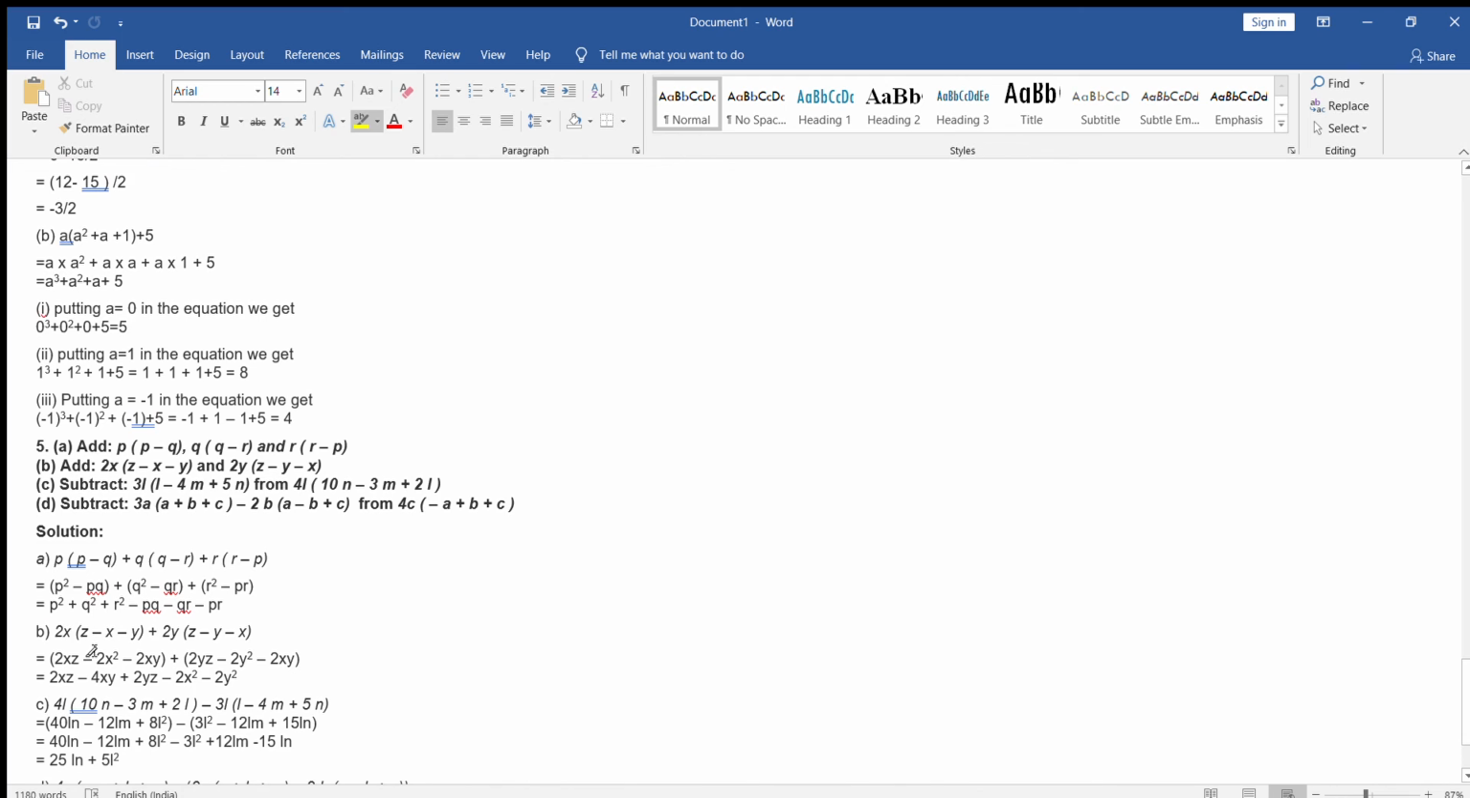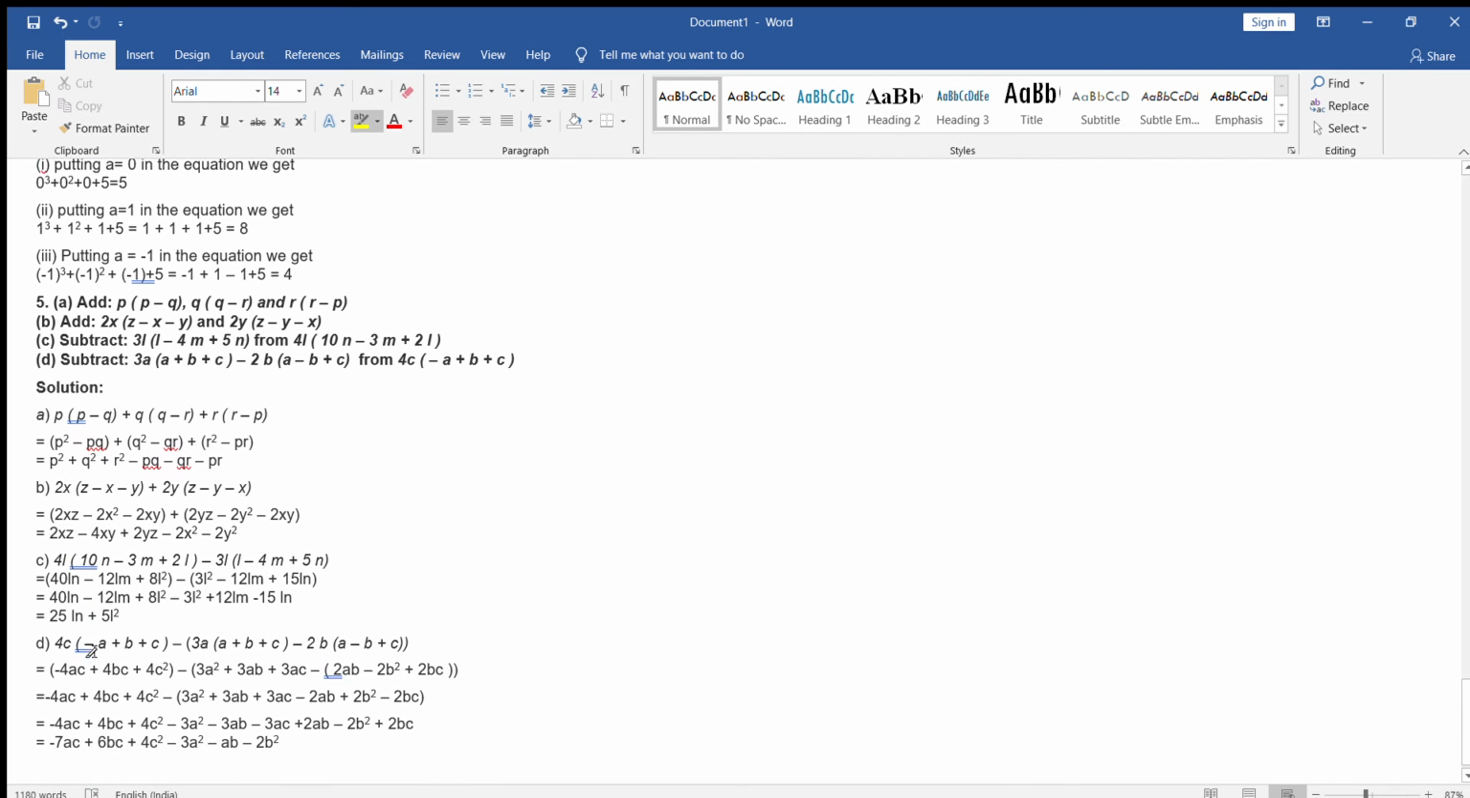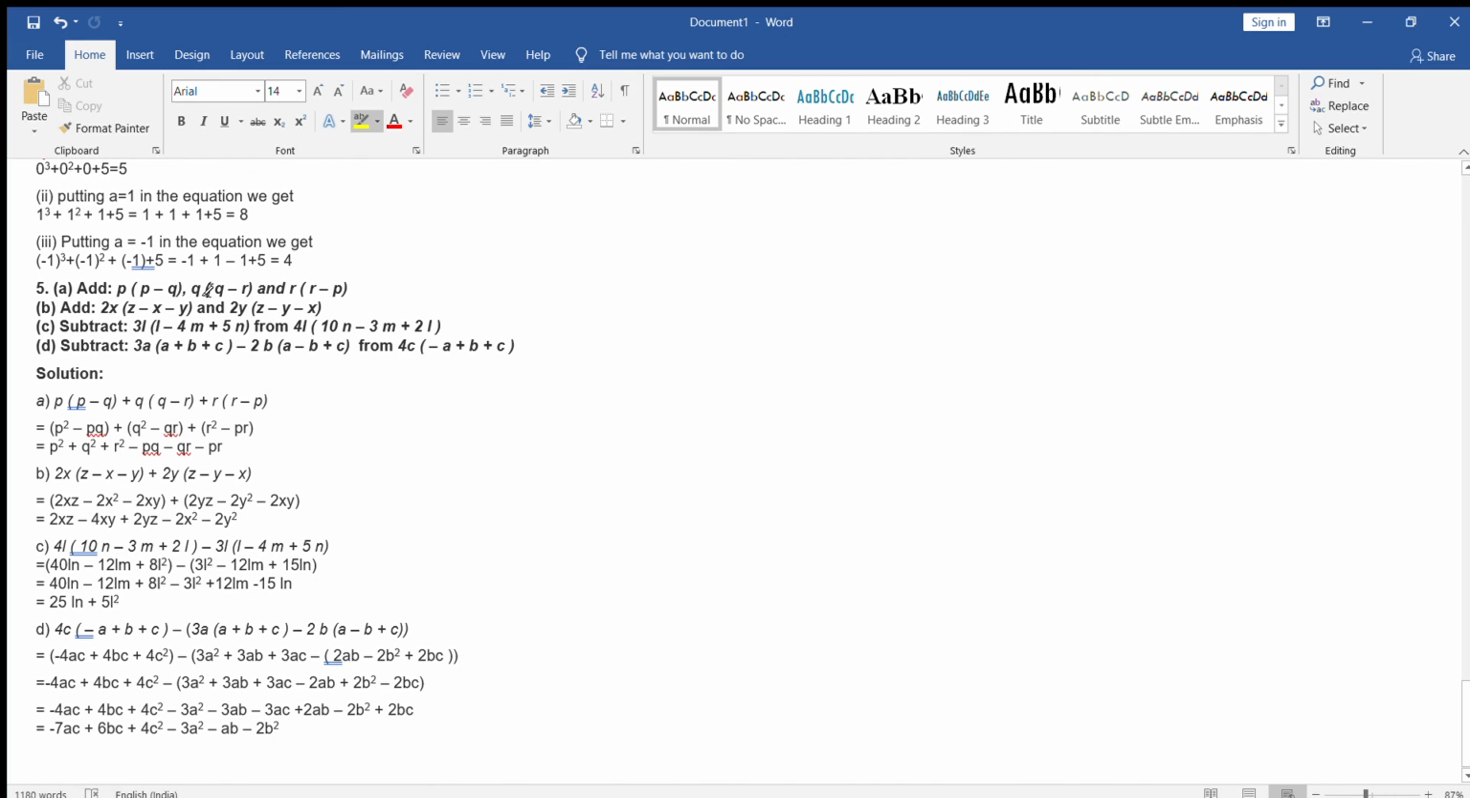Now see the fifth part. In fifth part we have to add and subtract. This addition and subtraction we have discussed in our previous session also, in exercise 9.1 also, but here what is the change? Here you have to do the multiplication also, because the term here is in the multiplication. Just see how we have solved the first part. First of all, we will open this bracket, we will multiply it.